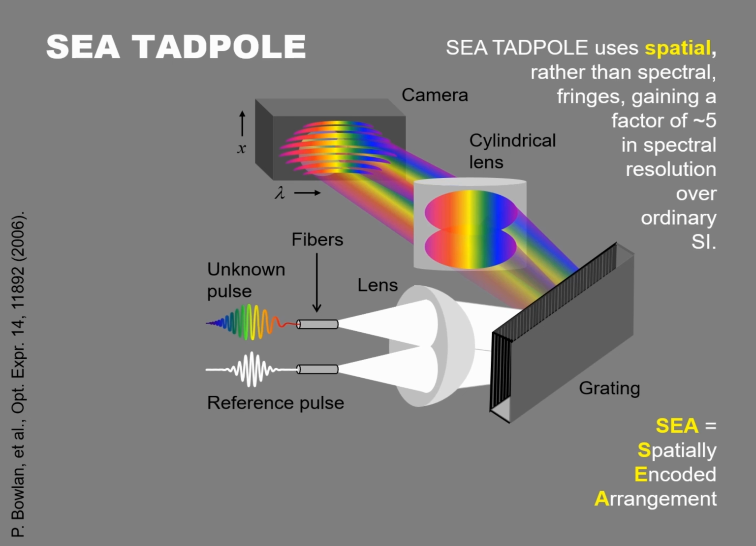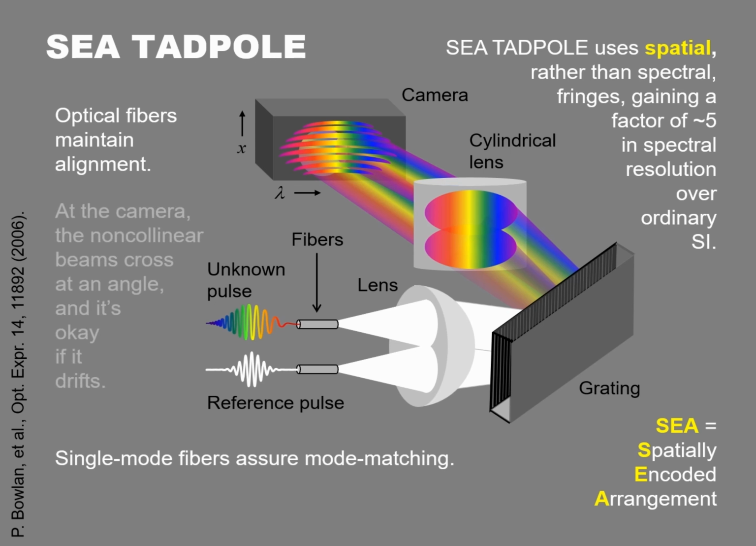There are many versions of this approach pioneered by Silverberg and Squire and coworkers. Here I'll describe the C-TADPOLE version, which has some advantages as we'll see. It uses single-mode optical fibers to maintain alignment and beam quality, and at the camera, the non-collinear beams cross at an angle. Finally, dispersion in the fibers cancels out.